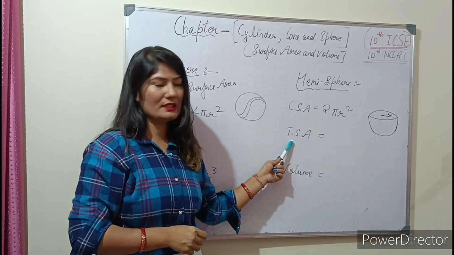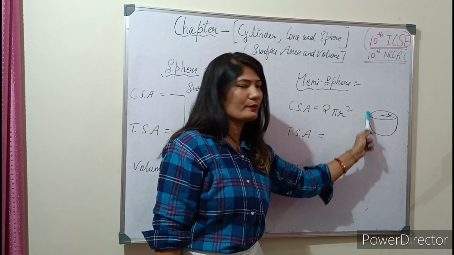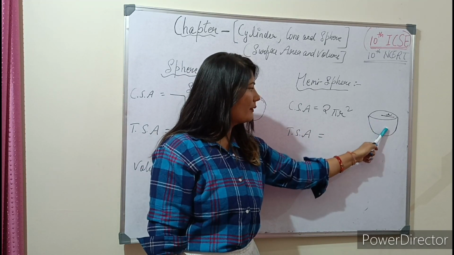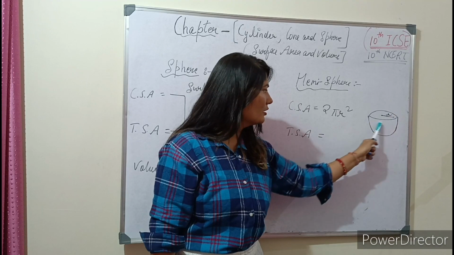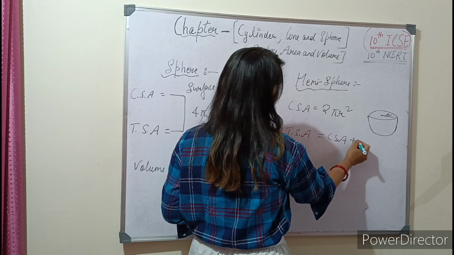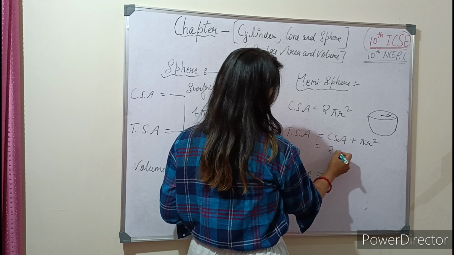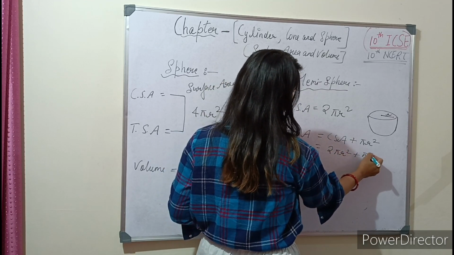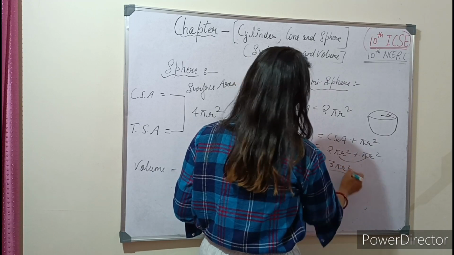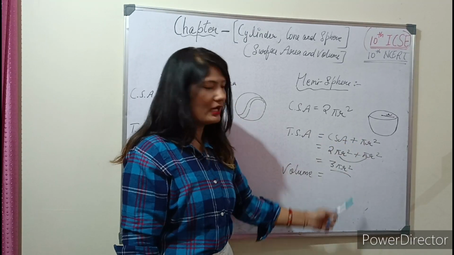Now what about TSA? TSA is total surface area. If you see this hemisphere properly, TSA means this complete curved portion, the CSA, including the area of the cross section, right? So TSA means CSA plus area of the cross section. So the CSA of hemisphere is 2 pi r square plus pi r square. If you add both values, you will get 3 pi r square. Therefore we can say that the TSA of hemisphere is 3 pi r square.